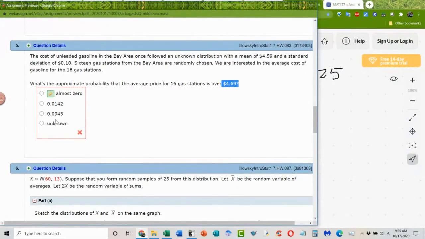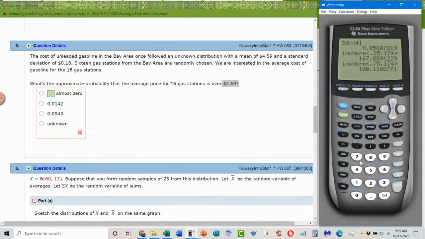And so without me even doing anything, I know it's not that, and I know it's not this. So it's either unknown or it's almost 0, and I could find out exactly what it is. I can come here and say, all right, second vars, I have a normal distribution, normal CDF. I'm going from 469 up to infinity, 1 second e, so second comma, 99, where the mean is 459.